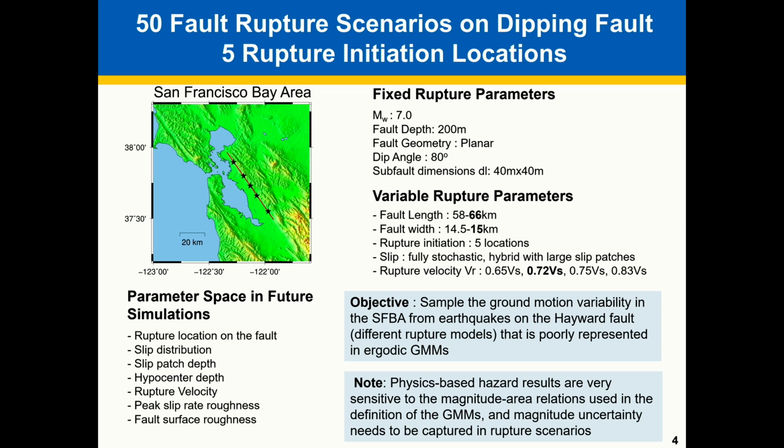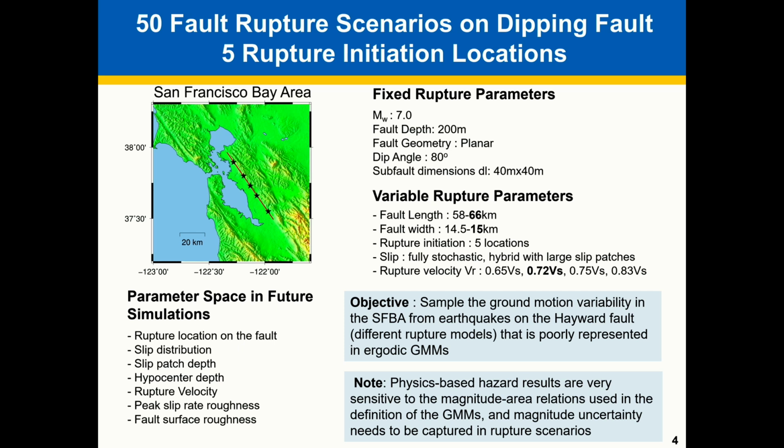We fix the magnitude, the fault depth, the geometry, the dip angle, and the subfault dimensions, which are related to the maximum frequency. But we also did vary some of the parameters, and one of them is the fault length, the fault width a little bit, the rupture initiation, which I will talk a little bit about. We try to have a set of synthetics that is balanced between rupture models that are fully stochastic and rupture models that are kind of hybrid.